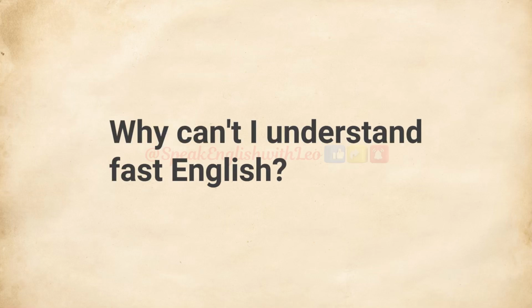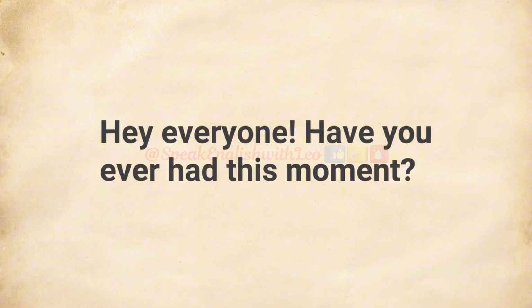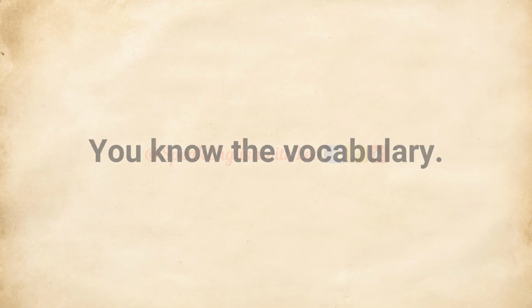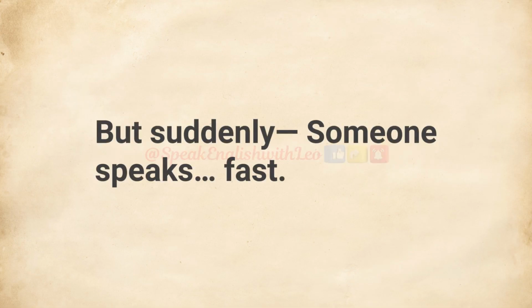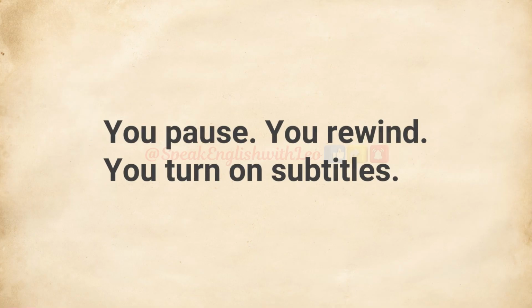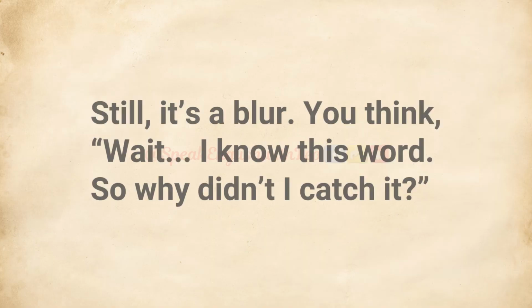Why can't I understand fast English? Hey everyone, have you ever had this moment? You're watching a movie. You understand the scene. You know the vocabulary. But suddenly, someone speaks fast, and it feels like the whole sentence disappears. You pause. You rewind. You turn on subtitles. Still, it's a blur. You think, wait, I know this word, so why didn't I catch it?